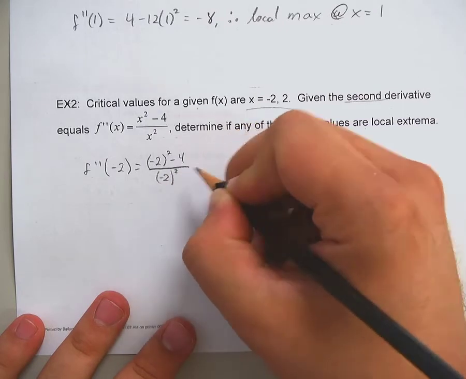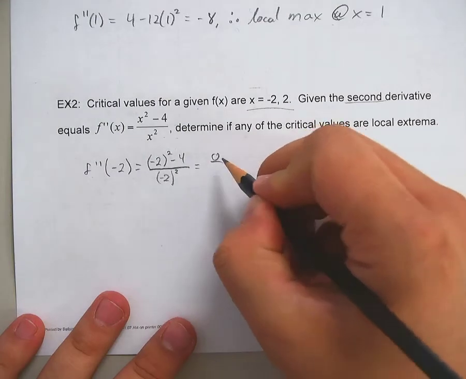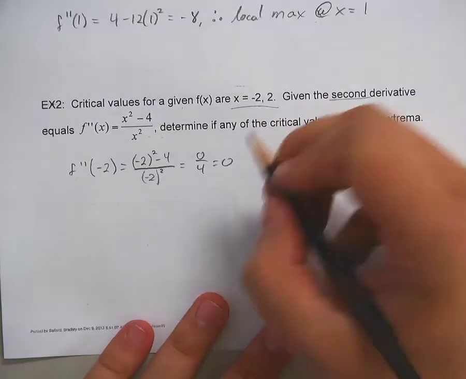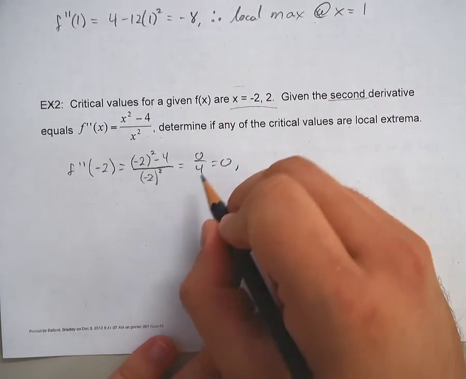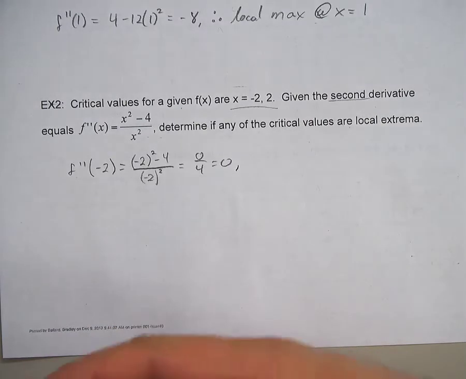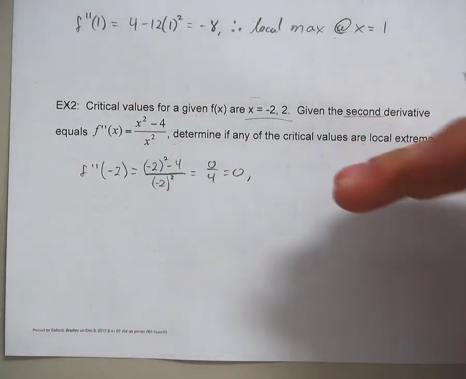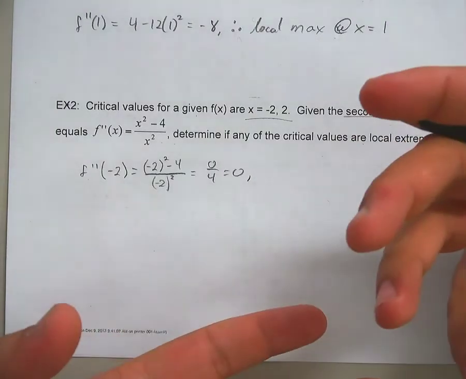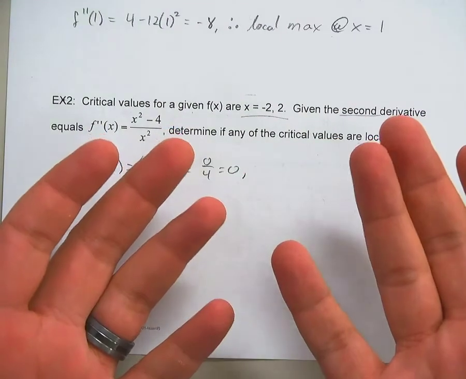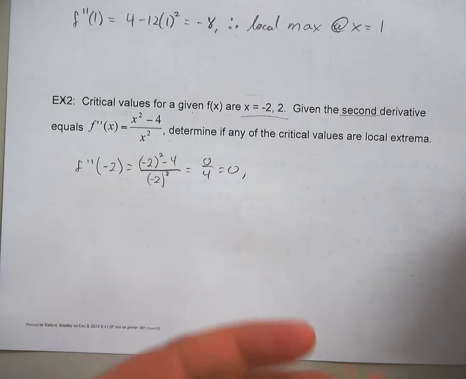-2 squared. Just 4 minus 4 is 0 over 4, which is 0. Ooh. Now this is the second derivative test. Is this positive or negative? Well, it's neither, right? 0 is neither positive nor negative, so you can't tell concavity when you get a 0. So what we're going to say then is that we don't know. I mean, we're going to say it with mathy terms, but that's basically what it boils down to.